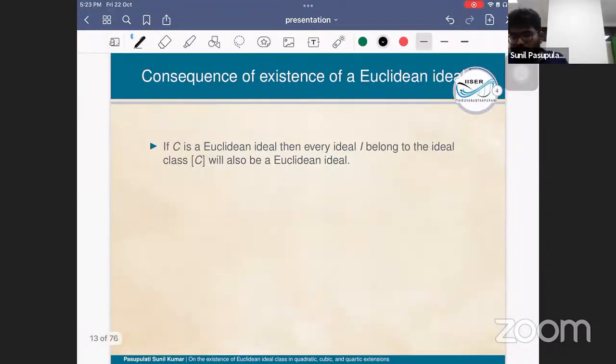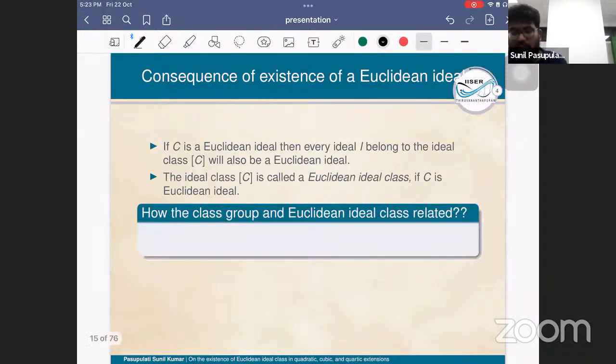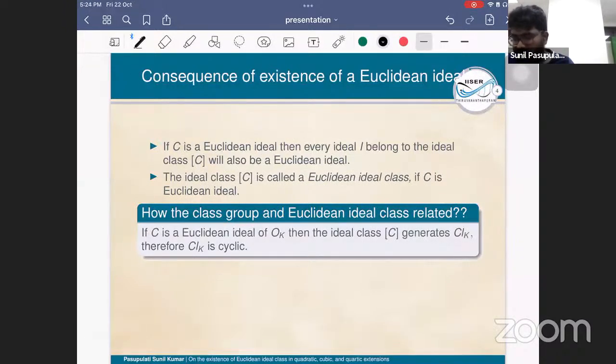The consequence of the existence of a Euclidean ideal is this: if C is a Euclidean ideal, then every ideal that belongs to the ideal class of C has to be a Euclidean ideal. Then the ideal class of C is called a Euclidean ideal class. How are the class group and the Euclidean ideal class related? If C is a Euclidean ideal of K, then the ideal class of C generates the class group of K, which means the class group is cyclic. So the existence of a Euclidean ideal implies that the class group of the number field K is cyclic.